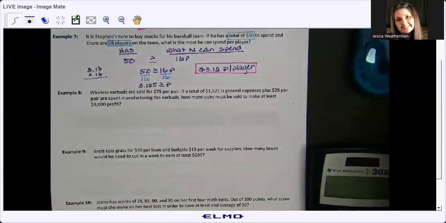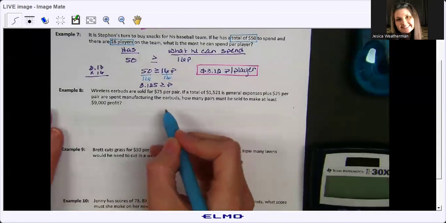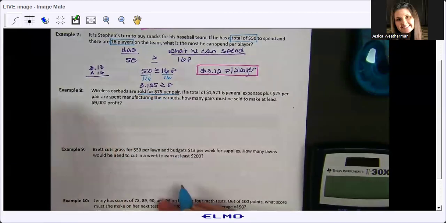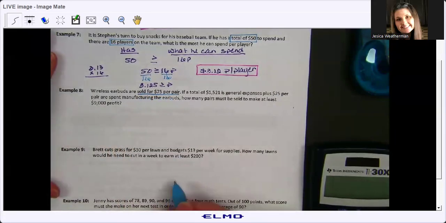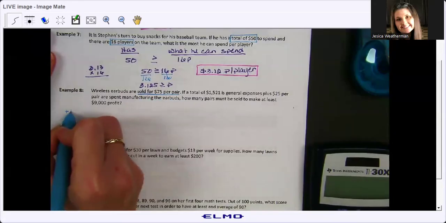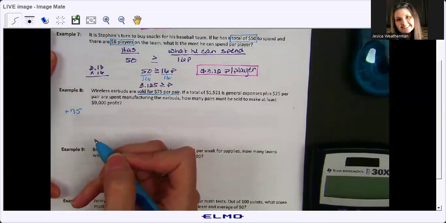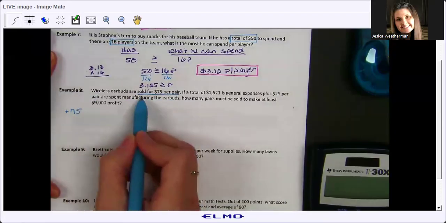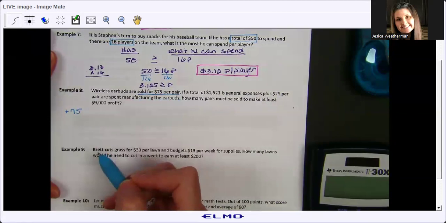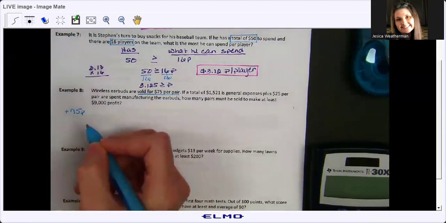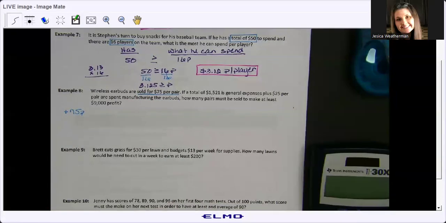Okay, so we're going to take apart the word problem. We know that the company is selling each pair for $75, so they're taking in that money, and that would be positive 75. Is it 75 per pair or just 75 flat? 75 per pair. So this up here needs to be 75p. So add that there.